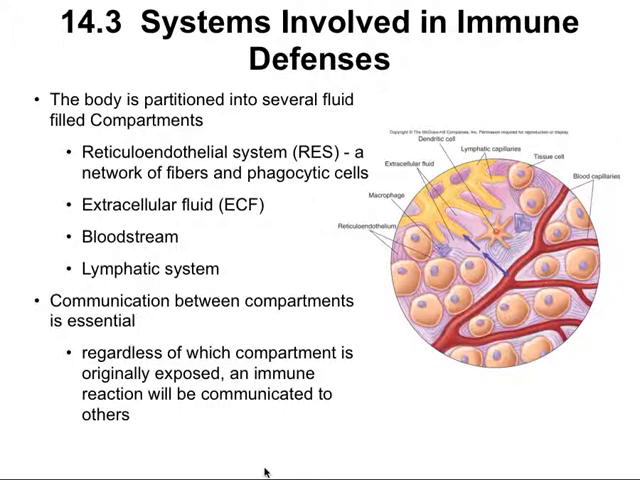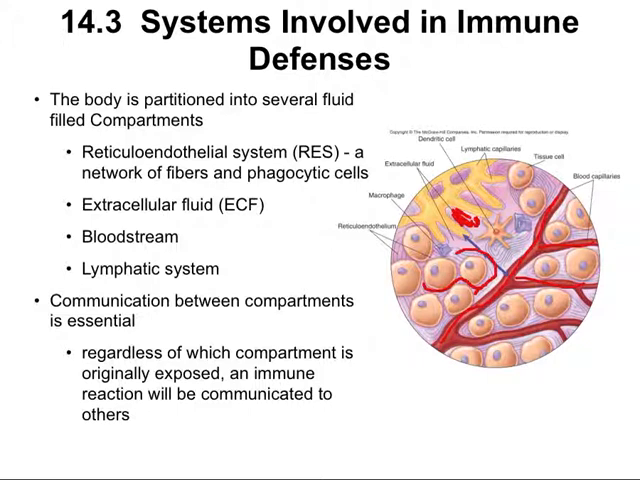So the body is partitioned into several fluid-filled compartments. The ones that are of interest to us are the Reticuloendothelial System, or the RES, which is a network of fibers and phagocytic cells. We'll take a look at these in a moment, but they're basically a series of connective tissue fibers that allow communication between the various cells of the endothelium. There's the extracellular fluid compartment. That is the compartment that's outside of cells and contains the fluid in which cells are bathed. There's the bloodstream to consider, and then the lymphatic system.